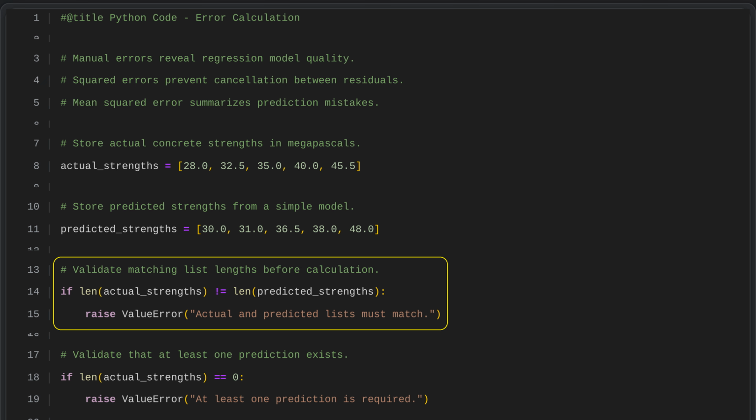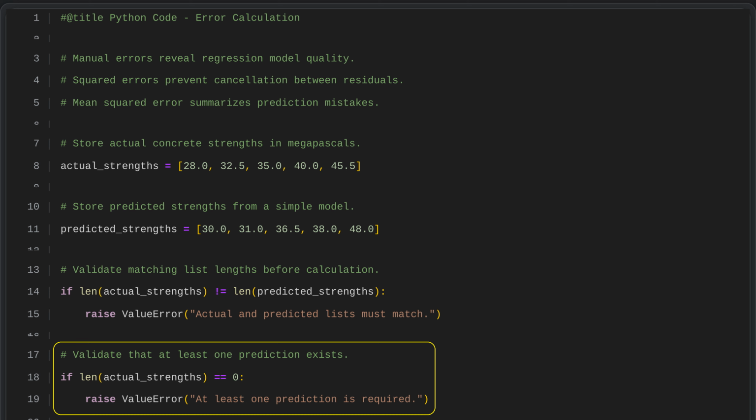The code first verifies that the actual and predicted strength lists have the same length, so each actual value matches a prediction. If they do not match, it raises an error explaining that the lists must be equal in length. This check helps ensure consistent data before calculating errors.